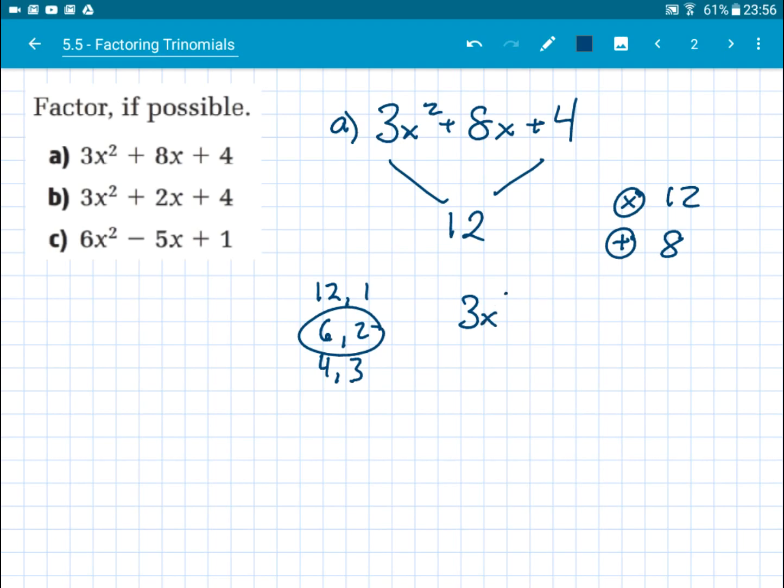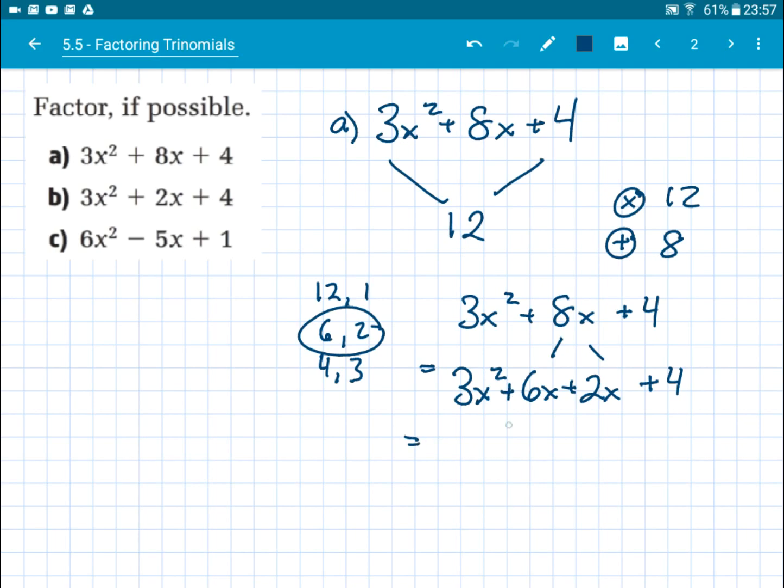So writing this back out, 3x squared plus 8x plus 4. And remember what this is telling us. It's telling us how to split this up. So we're going to get 3x squared plus 6x plus 2x plus 4.